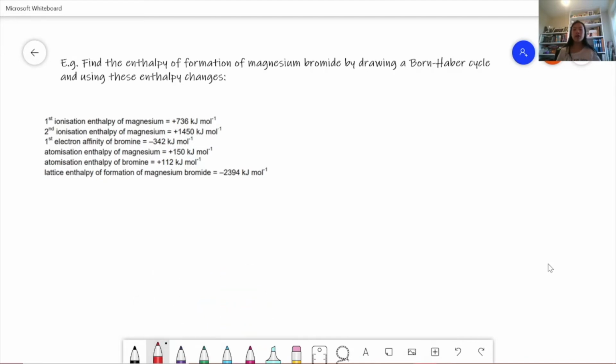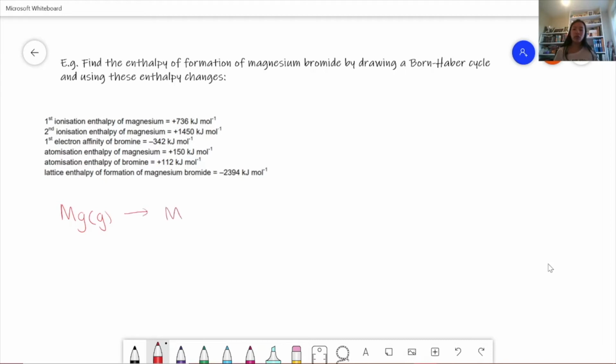So first we've got the first ionization enthalpy of magnesium. First ionization enthalpy is the enthalpy change when 1 mole of electrons, or the outermost electron from 1 mole of gaseous atoms, are removed. So that forms 1 mole of gaseous 1+ ions. And so the equation would look like this for magnesium. So you'd have magnesium in gas form, and then 1 electron would be taken away from it.